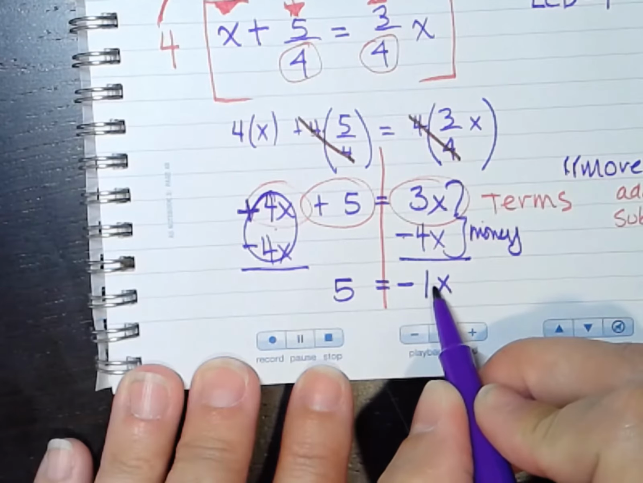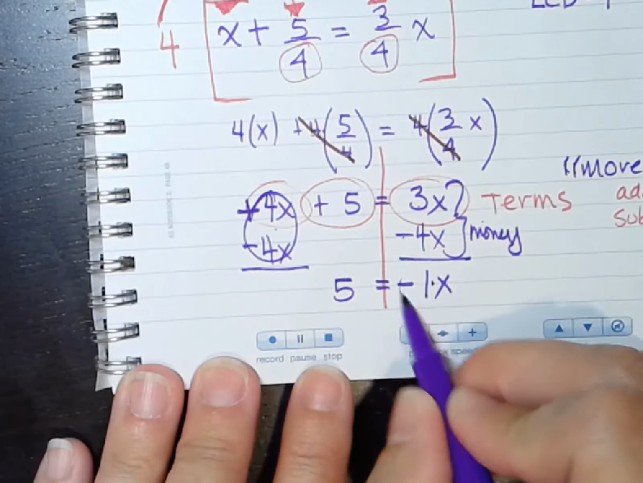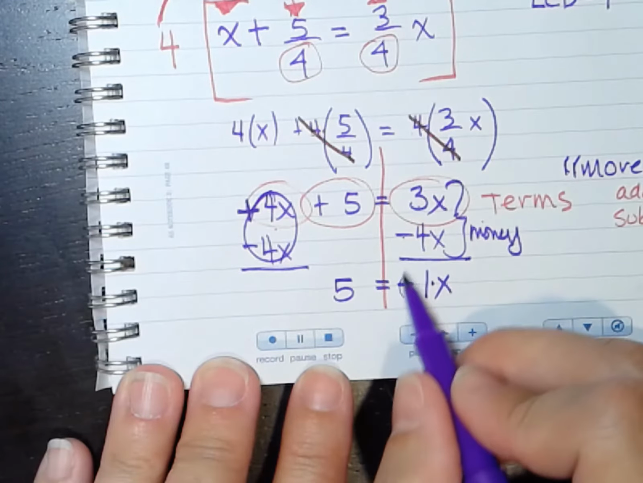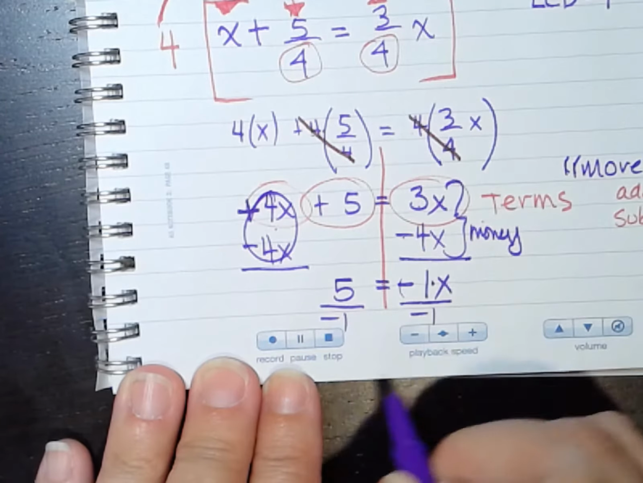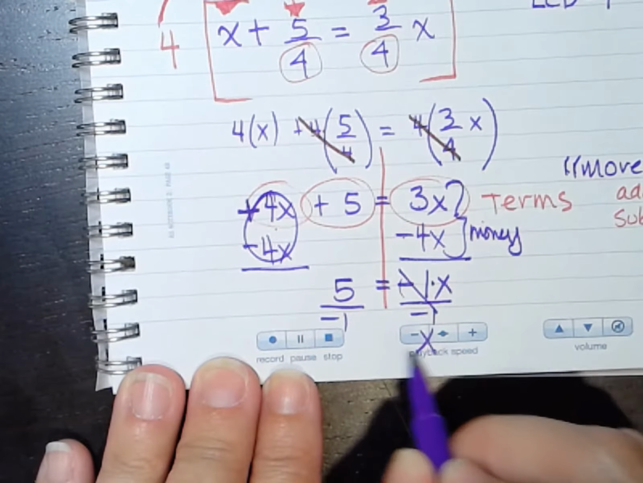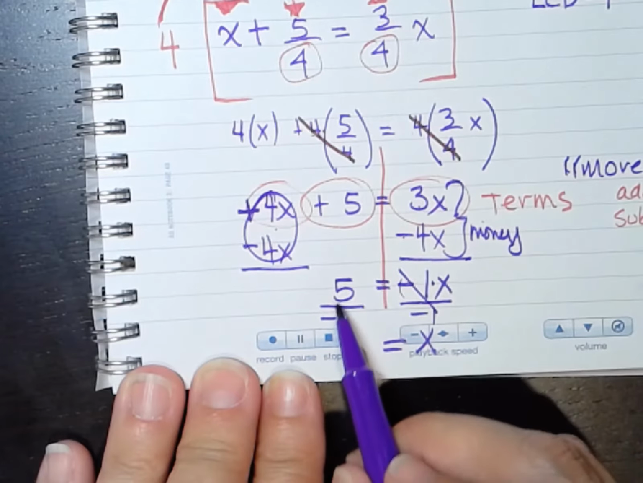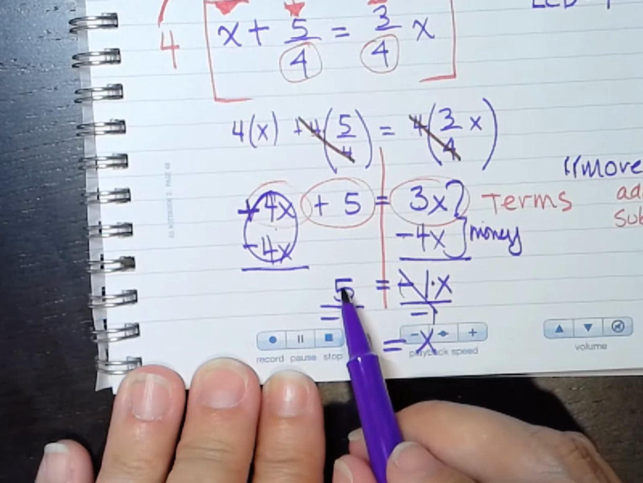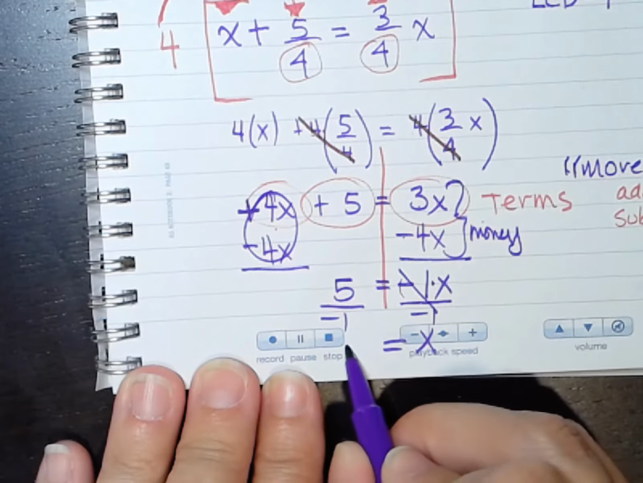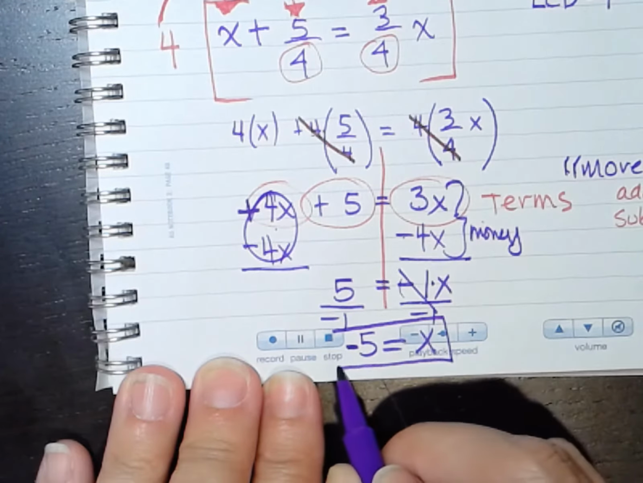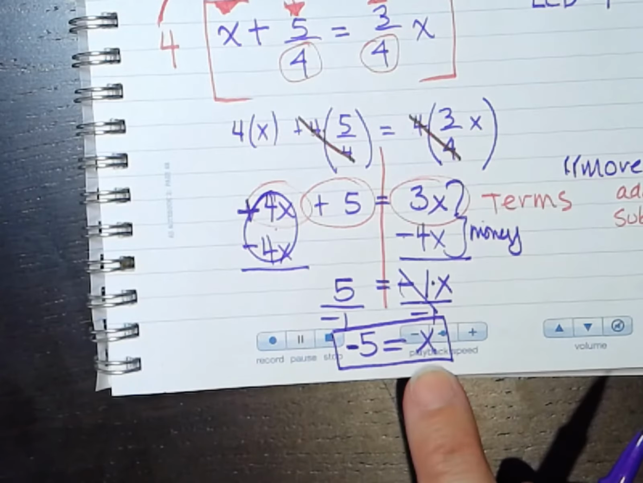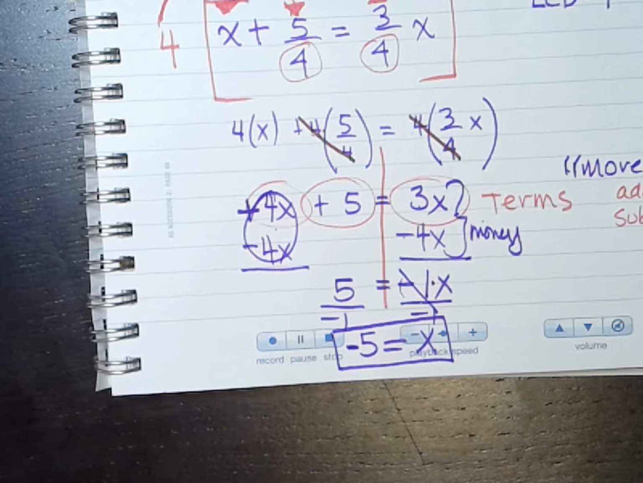Now my last step is to get rid of this numerical coefficient. This is multiply, so I use divide. So that divides out, so I get x is equal to 5 divided by negative 1. That's a positive divided by negative, which is a negative. And 5 divided by 1 is 5. So the answer to this one is x is equal to negative 5. Negative 5. Okay.